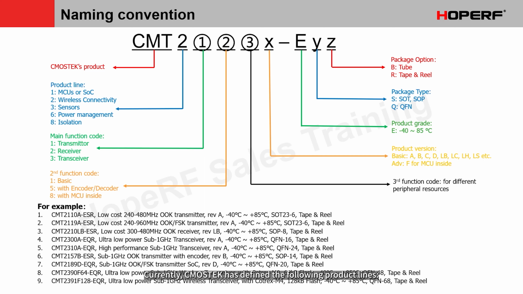Currently, CMOSTEC has defined the following product lines. If it's 1, the product belongs to the MCU or SoC product line. If it's 2, it belongs to the Sub-1G wireless connectivity product line. 3 means it belongs to the sensor and signal conditioning product line. 4 means it belongs to the 2.4G wireless connectivity product line. 6 means it belongs to the power supply and power management product line. 8 means it belongs to the digital isolator product line.